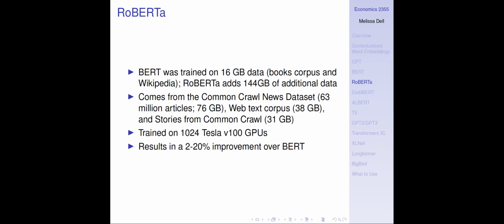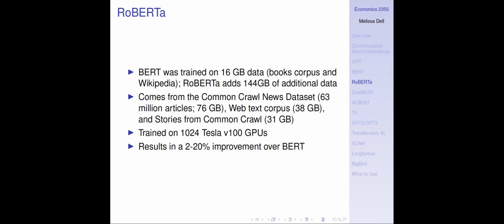That comes from a Common Crawl News data set, which is 63 million articles at 76 gigabytes. A web text corpus of just stuff scraped from the internet, 38 gigabytes. Stories from Common Crawl, another data set, 31 gigabytes. In order to train the model for a long time on this much data, they trained it in only a day, but it took 1,024 GPUs, which is why you see all these language models come from researchers at Facebook, or OpenAI, which is affiliated with Microsoft essentially, or Google.